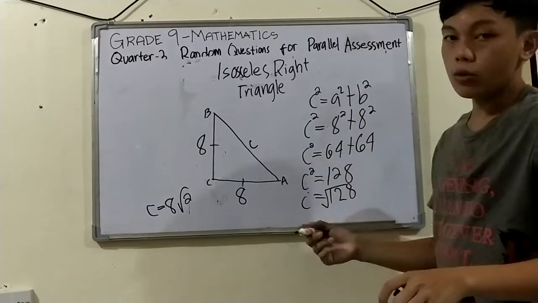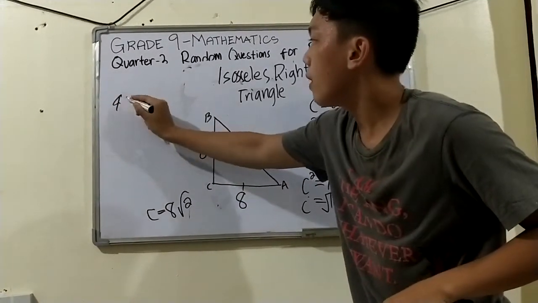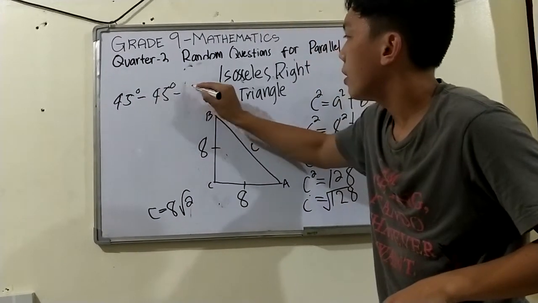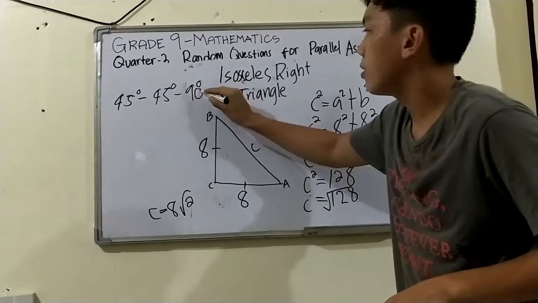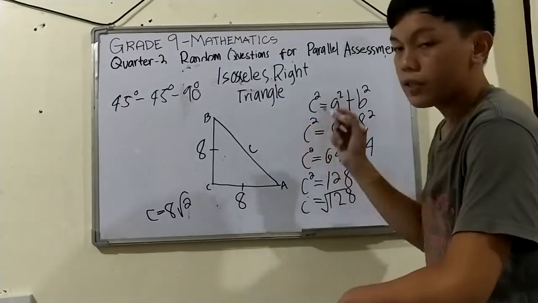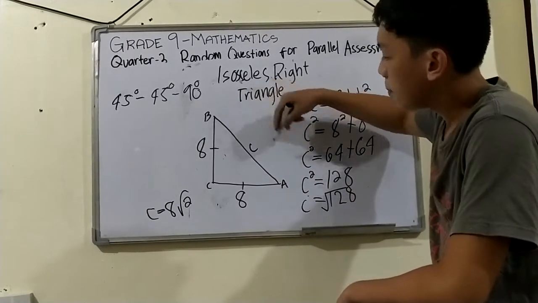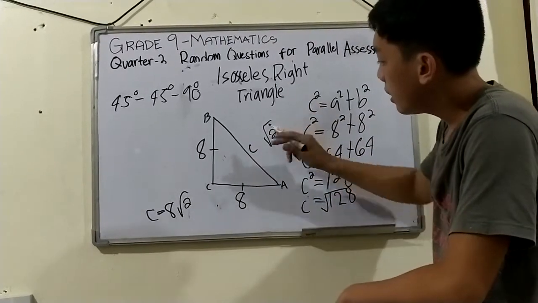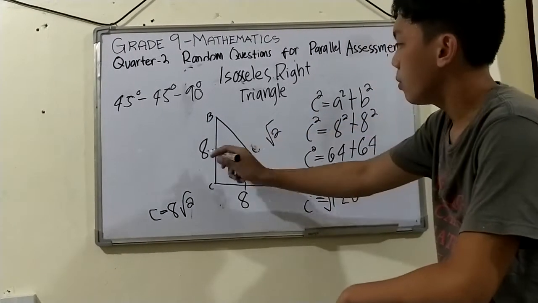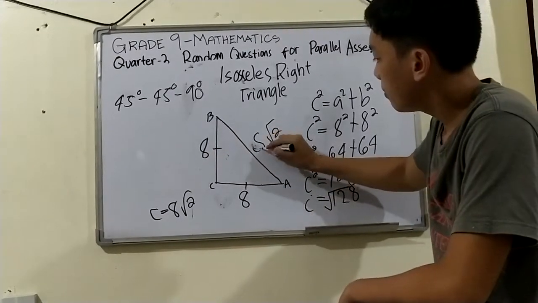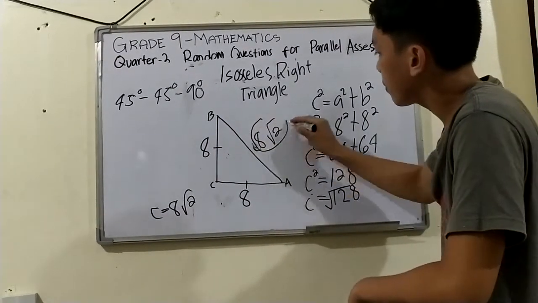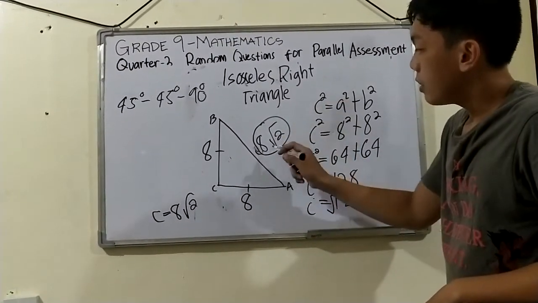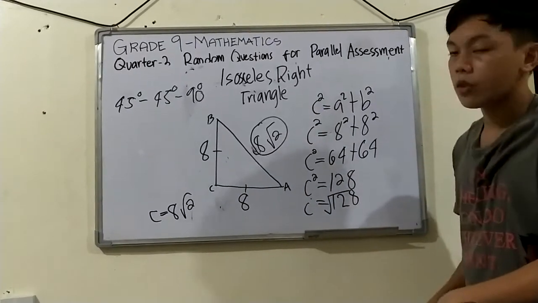Or, we can use the 45-45-90 theorem, where it says that the hypotenuse is equal to the square root of 2 times the length of the leg, which is 8. Okay? Okay, so it is proved that this side is equal to 8 square root of 2.